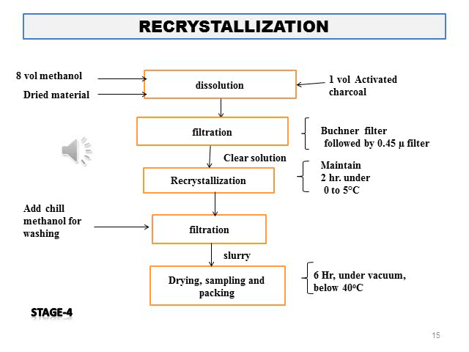Photographs of work done in stage 3. Recrystallization, stage 4. We took 8 volumes of methanol and the dried material and dissolved it up to dilution level, and added 1 volume of activated charcoal for removing the color impurities. Then we did filtration through a Buchner filter followed by 0.45 micron filters. Then we took the clear solution to the recrystallization setup, where we used RFA. Here we maintained it for 2 hours at 0 to 5 degrees Celsius under stirring.